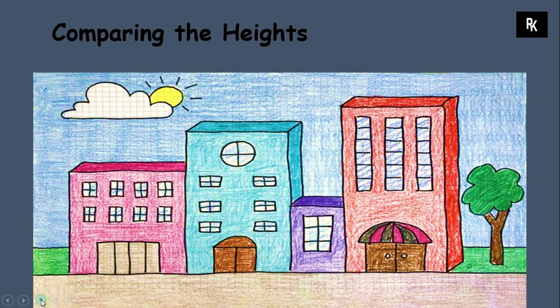Now we will take this example and we will compare the heights of these buildings. Like if I ask you to arrange these buildings in order from shortest to the tallest, which building will come first? Yes, this purple one will come first, and this pink one will be the second. This blue one will be the third, and the red one will be the fourth. So here I have arranged these buildings in order by marking them.